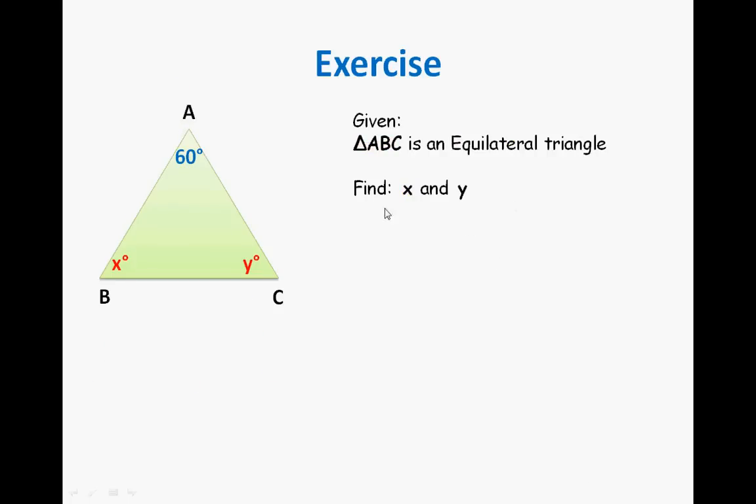Let's move on. It says that ABC is an equilateral triangle. Remember what I said before, that equilateral triangles always have three angles of 60, and three of them are congruent. They want us to find x and y. It's very simple. As I said, it has to be 60 no matter what. So x equals 60 and y equals 60. That's all I have for today.